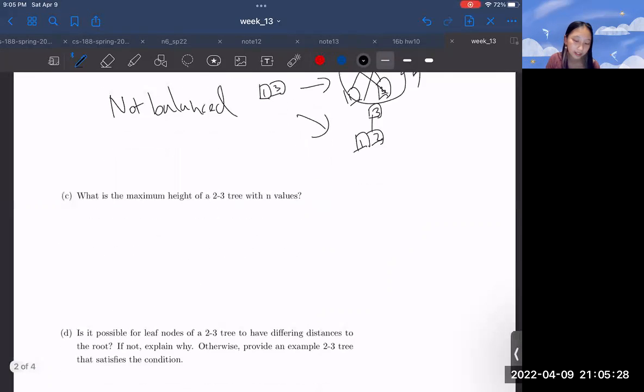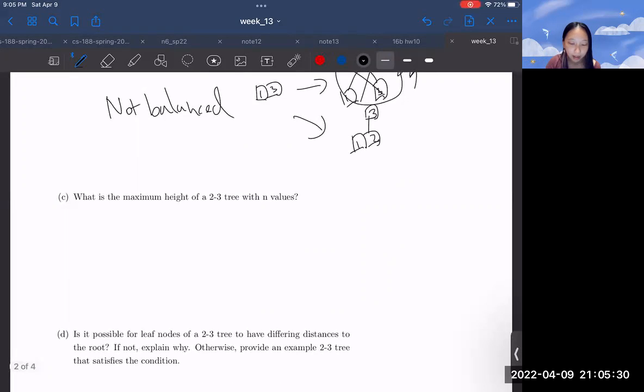Okay, so let's move on to part C. What is the maximum height of a 2-3 tree with n values? So the maximum height of a 2-3 tree is if all the levels are full. So basically when a 2-3 tree reaches its maximum height, it looks like a normal binary search tree where all the nodes contain a single value.